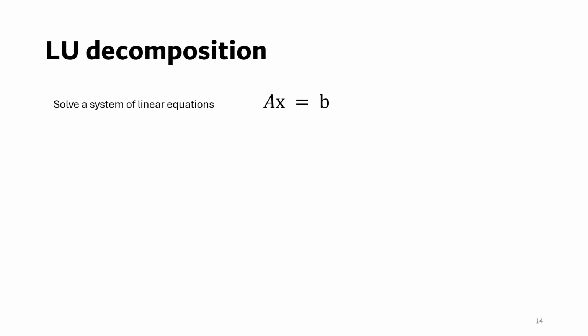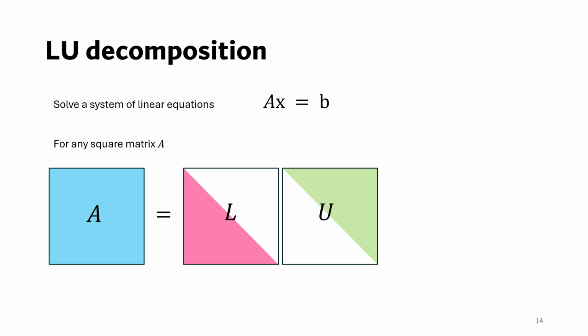In this video, we will look at LU decomposition methods. Any square matrix A can be expressed as a product of a lower triangular matrix L and an upper triangular matrix U. There exist different methods that place different constraints on L and U.